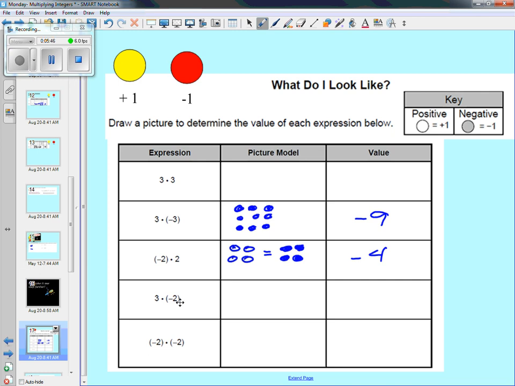I want you to do the 3 times negative 2 on your own. And down here on the bottom, we'll be doing the opposite of 2 groups of negative 2. If there's a negative sign out front, it's the opposite of 2 groups of negative 2. So first we would draw our 2 groups of negative 2. Put an equal sign there, draw the opposite of that, and tell me what the value is.